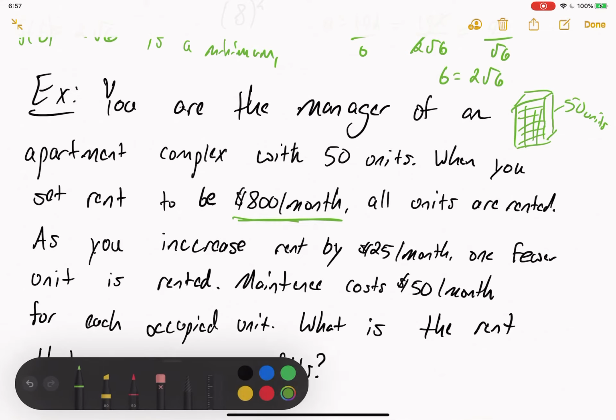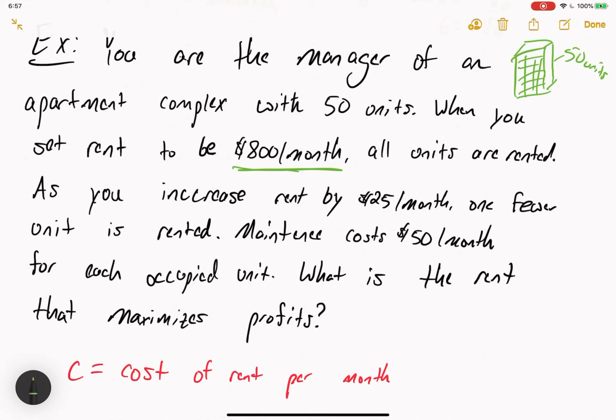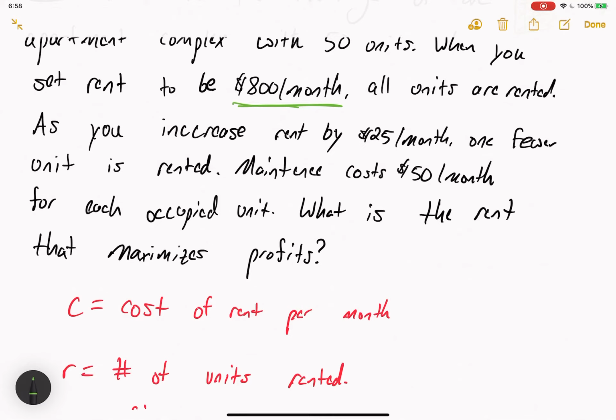So I'll go over with you guys what I did. This one I'll go into more detail as well. I'll use a different color. So the first thing we want to do is find the cost of rent per month. So this is the thing that we want to find. What is the rent that maximizes the profits? So that's the C we want to find. And we let R just equal the number of units rented. So again, the fact is that we want to find the rent that maximizes profits. And the profits depend on how many units are actually being rented. So we just let the number be R.